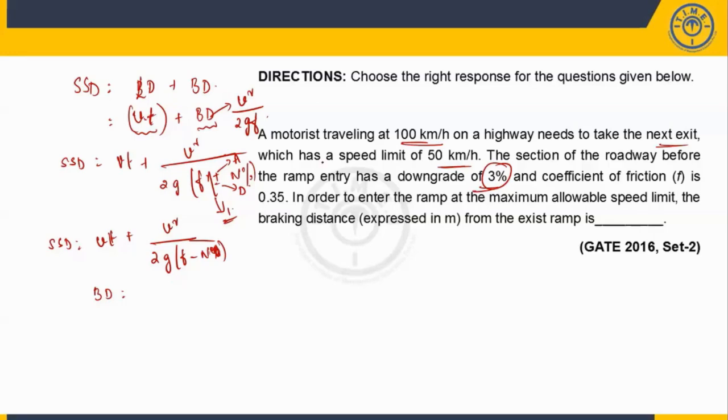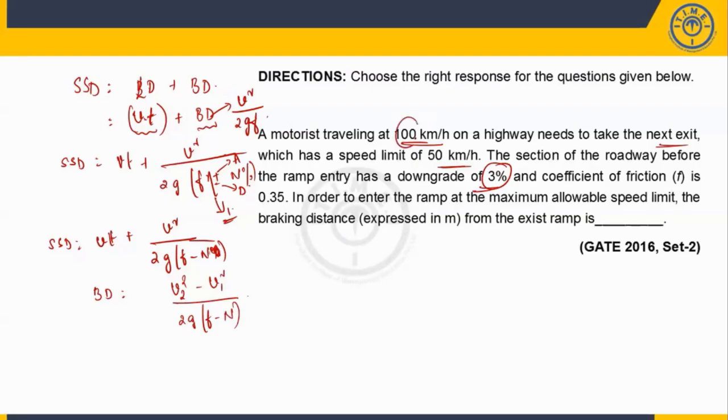Every time we expect braking distance means reduction of the speed to zero. Yes or no? Yes, sir. But here, the speed is not reducing to 0. The speed is reducing from 100 kilometer per hour to 50 km/h, so it should be the difference. Braking distance here will become V2 square minus V1 square upon 2g into F minus N.